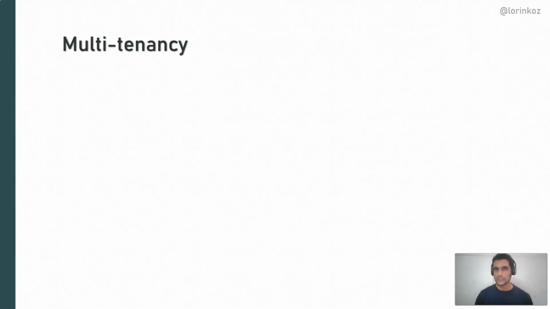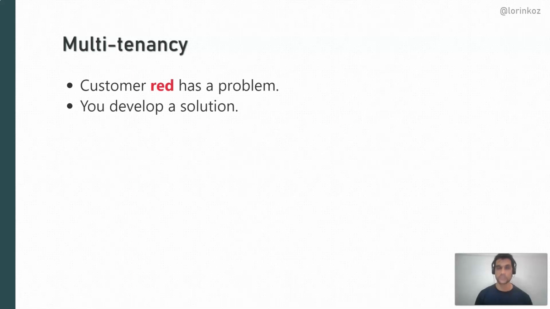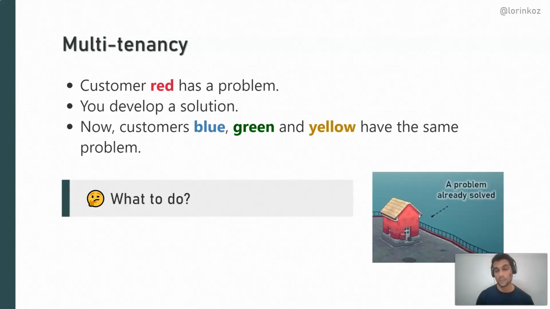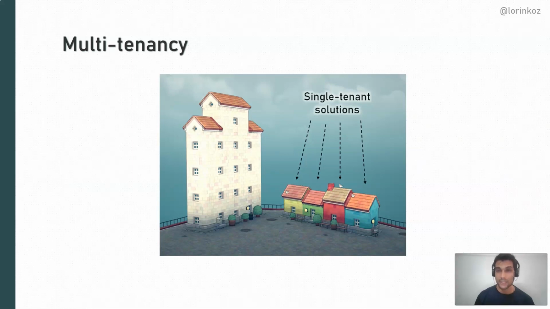Okay, what is multi-tenancy? Let's do it through an example. Suppose customer red has a problem and you develop a solution, and the solution is working great, but now customers blue, green, and yellow have exactly the same problem. What to do? Given the fact that you have a problem already solved for customer red, you could either copy and paste that solution into multiple single-tenant solutions, or you could make the jump into multi-tenancy and actually adjust your code so that it is capable, with a single instance of the code, to serve the needs of all your customers. That is exactly what multi-tenancy is.